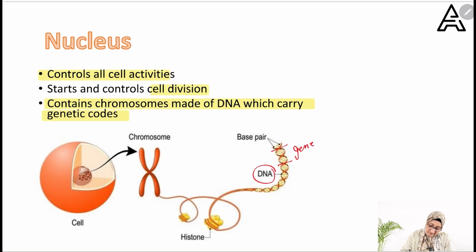Number 3, cell division. It's very important for cell division. It is responsible for dividing cells وطبعا reproduction والgrowth. Okay? يبقى when the cells are dividing, nucleus starts the division and controls the rest of the division.